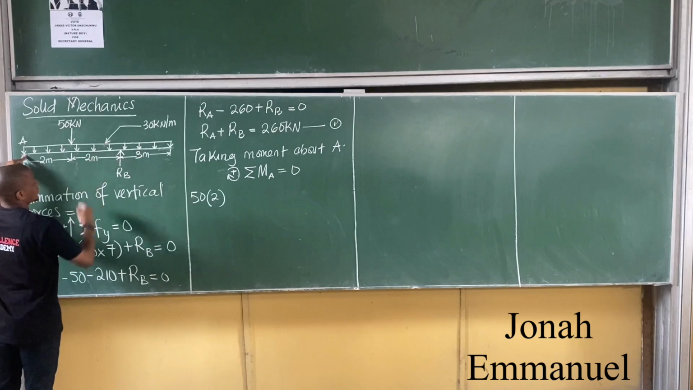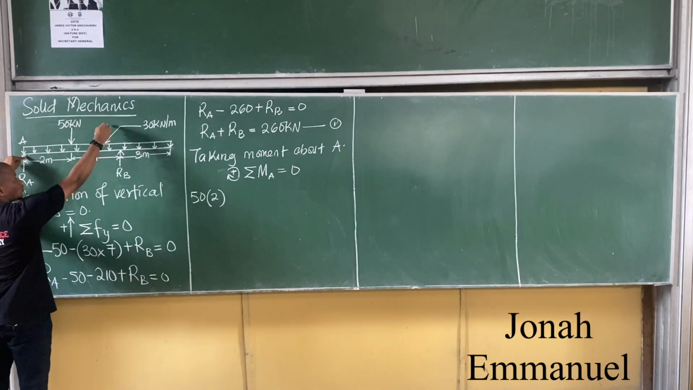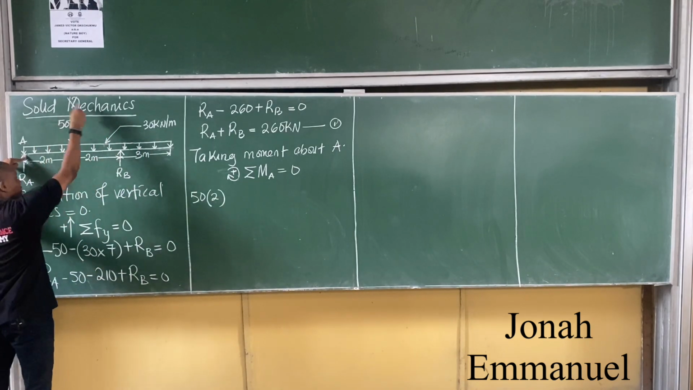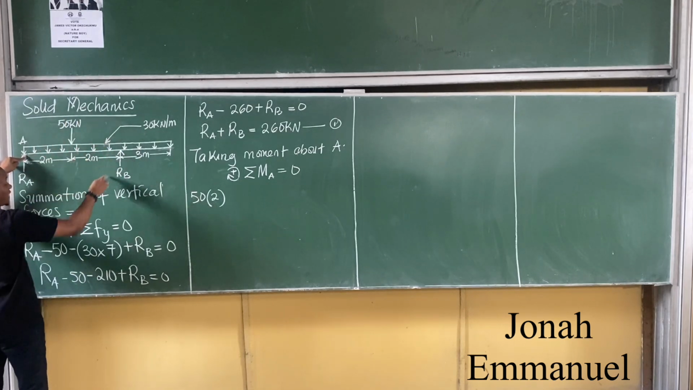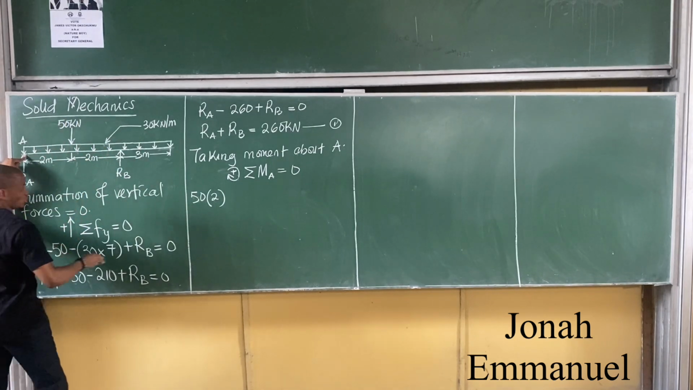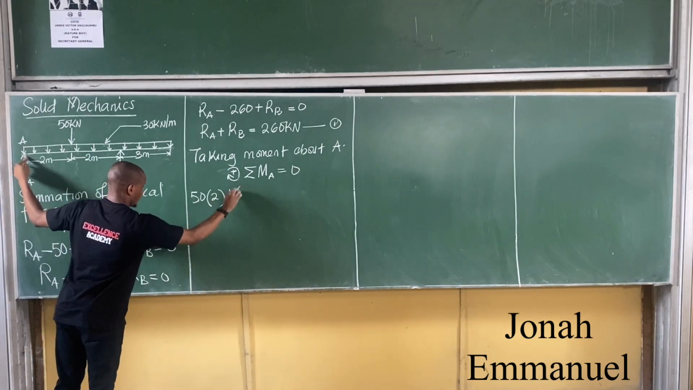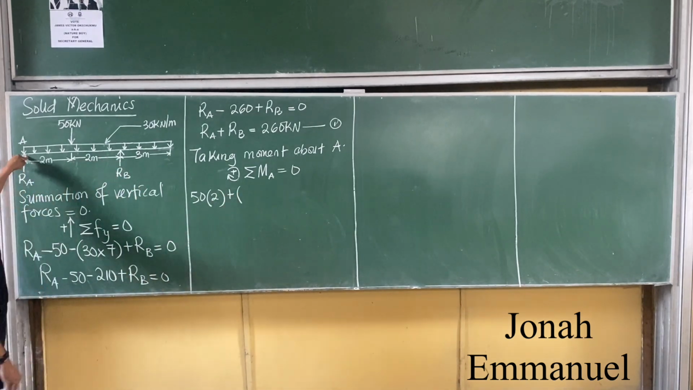Next I'll take the UDL. The UDL, as you can see, is coming down. So down to A like that is also a clockwise motion. It becomes plus. For the UDL, your first concept is to convert the UDL to what?